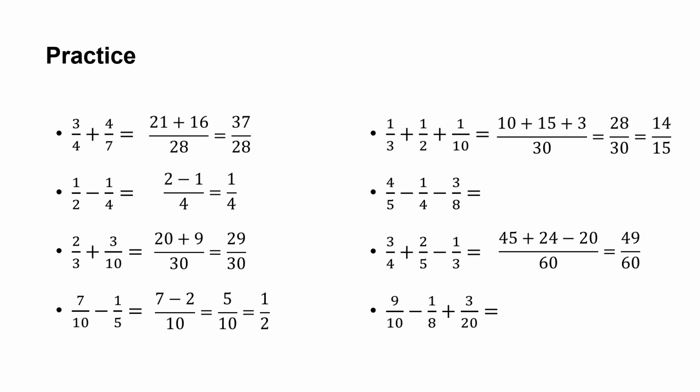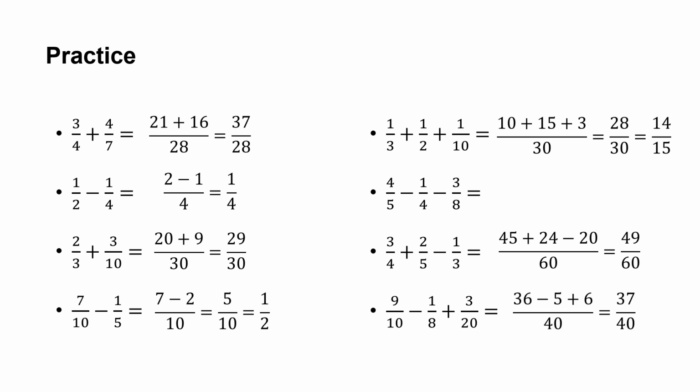Once again, I've clearly made an error here. So for the third one on the right hand side, 3/4 plus 2/5 minus a third. That gives us 45 over 60 plus 24 over 60 minus 20 over 60. So performing those operations on the numerator gives us 49 over 60.